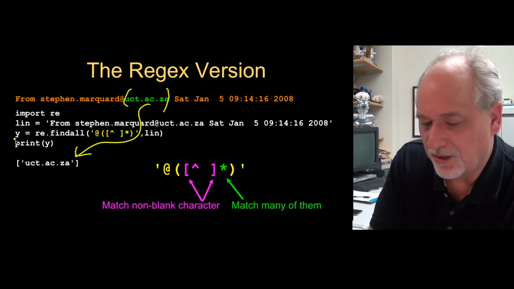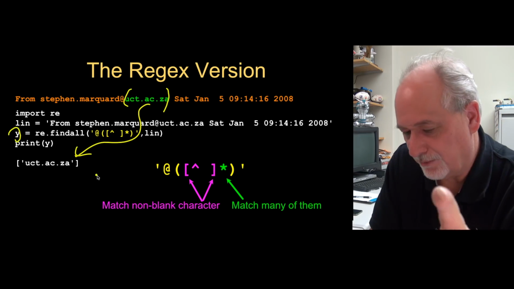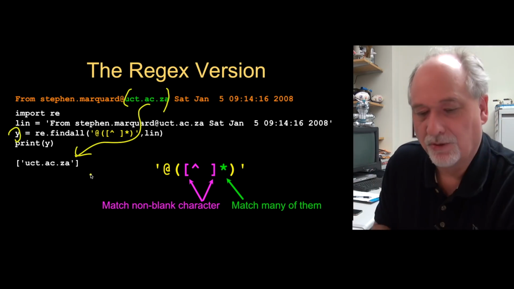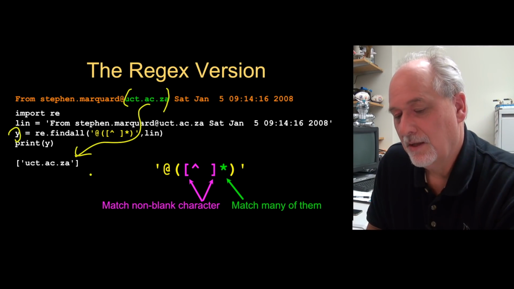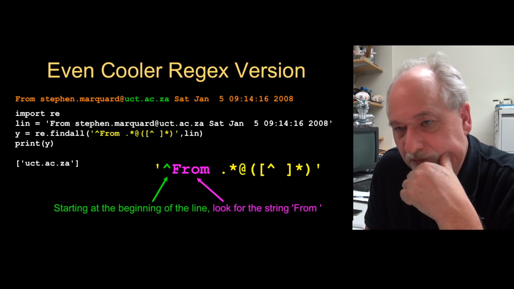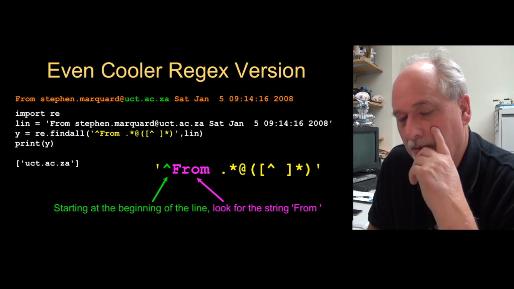Now, Y is going to be a one-item list that has the string in it that we're looking for, but you can just go sub-0 to get that right out of there. Okay, so that's the regular expression version of it, but we can make this a more fine-tuned thing.